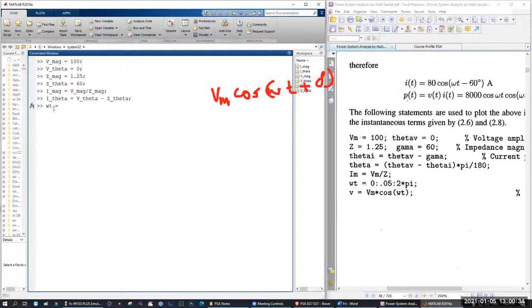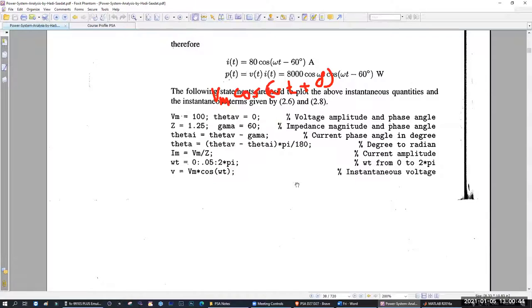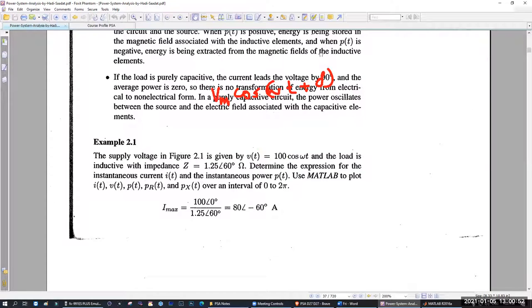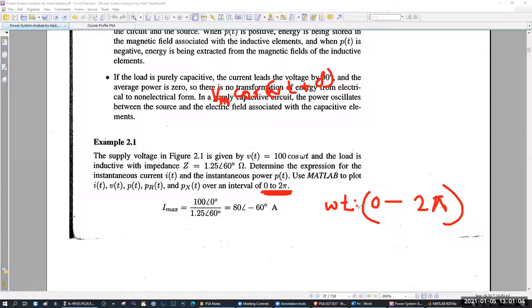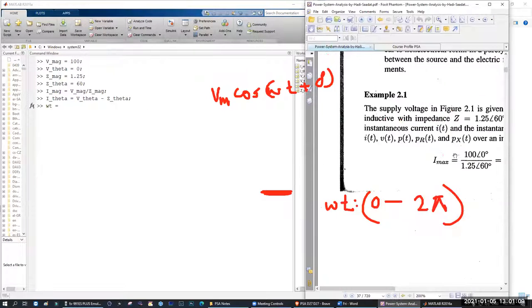How much is omega t? 2 pi. Omega t is from 0 to 2 pi, right? They have said, draw the graph from 0 to 2 pi, right? So omega t is from 0 to 2 pi. Understood? So we have to write this as well, 0 to 2 pi.